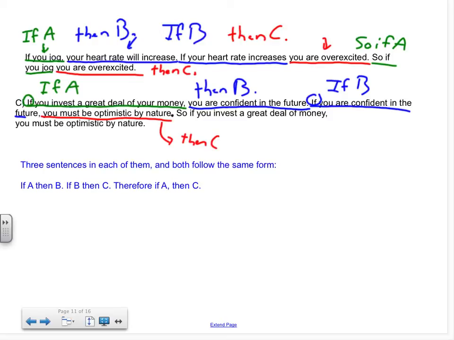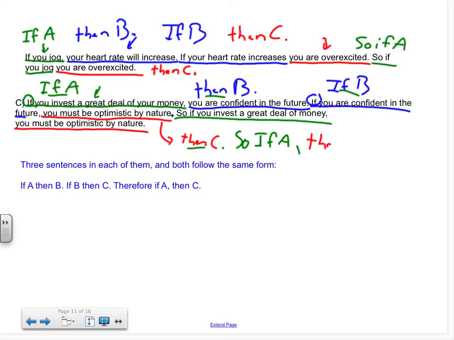So if you invest a great deal of money, well, we've seen that right here, so we know that will be green. You must be optimistic by nature, and we've seen that before, so that will be in red. So we can finish the argument as follows. We have so far, if A, then B. If B, then C. Period. So, if A, then you are optimistic by nature, then C.